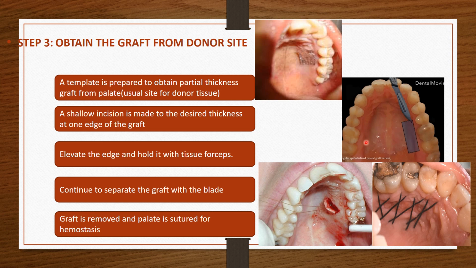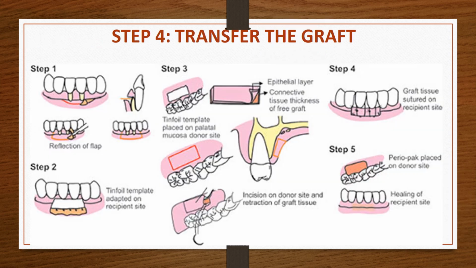Then coming to obtaining the graft from the donor site. Here we are obtaining a free gingival autograft from the usual donor site, that is the palate. You can see the template being placed on the palate. A shallow incision is made to the desired thickness at one edge of the graft. Elevate the edge and hold it with tissue forceps or with a suture. Continue to separate the graft with the blade. Then the graft is removed and the palate is sutured for hemostasis.